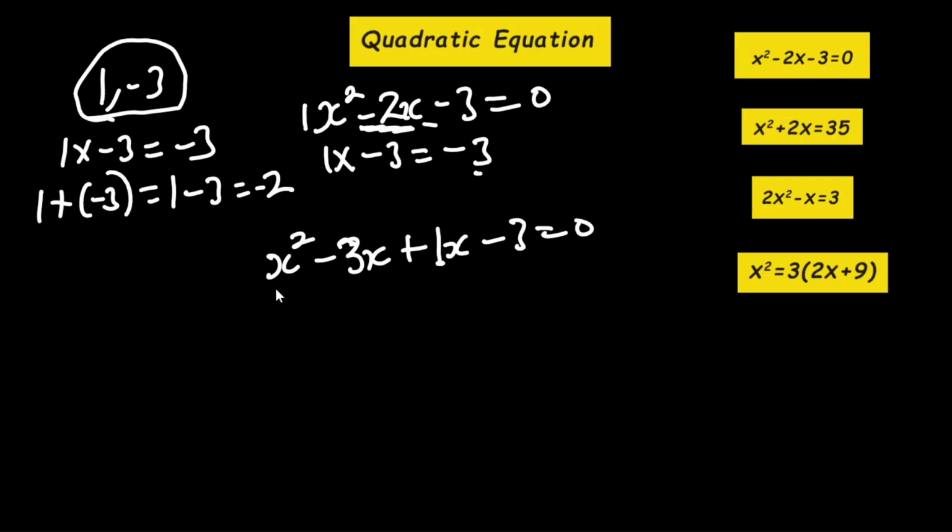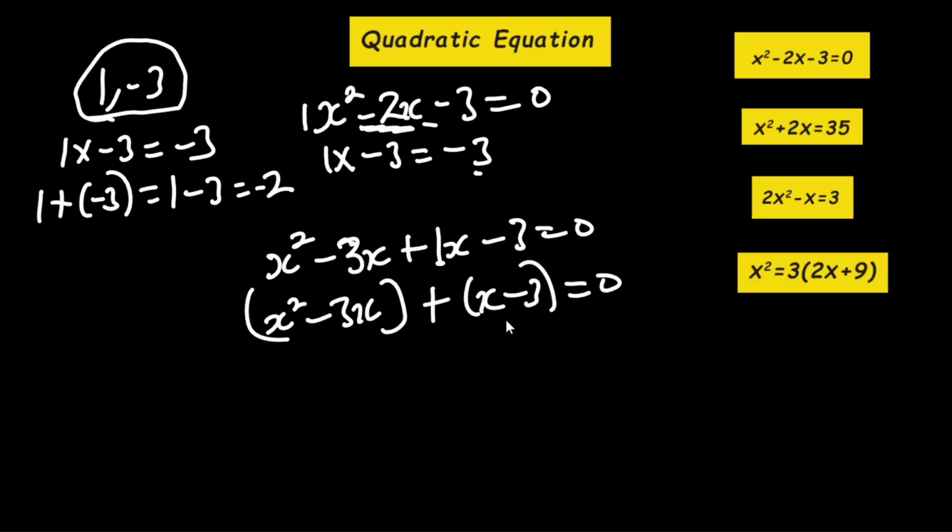Now, x squared minus 3x, I'm going to put in a bracket. And then over here, x minus 3, I'm going to put in another bracket. So x squared minus 3x in one bracket and x minus 3 in another bracket. Now the next thing is that we are going to factorize both brackets.